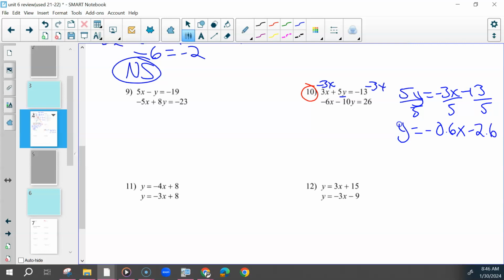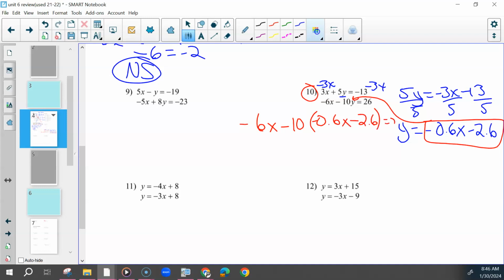Just like before, take that expression, put it in where y is of the other equation. We have negative 6x minus 10 times negative 0.6x minus 2.6 equals 26. Distribute, combine the terms, solve for x.